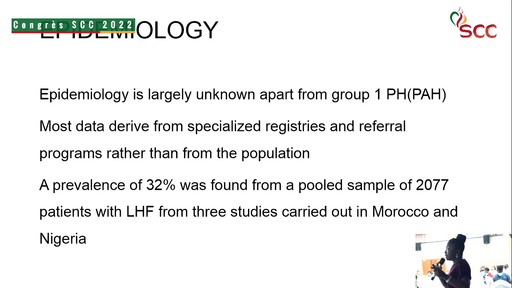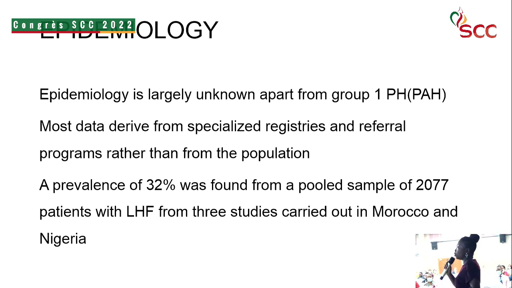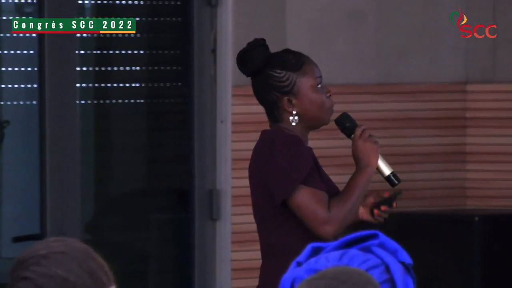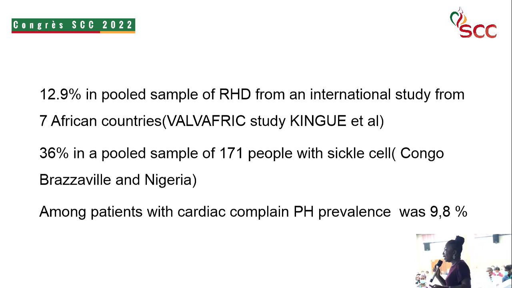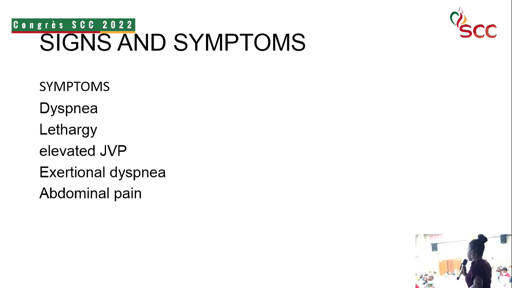There's a prevalence of about 32% that was found in a pooled sample of 2,000 patients with left heart failure from 3 studies carried out in Morocco and Nigeria. And in the Vavafric study by Professor Kinge and others, 13% of patients with rheumatic heart disease were found to have pulmonary hypertension. In a pooled sample of 171 patients with sickle cell, 36% were found to have pulmonary hypertension. And among a global number of patients who came for cardiac complaints, almost 10% had pulmonary hypertension.